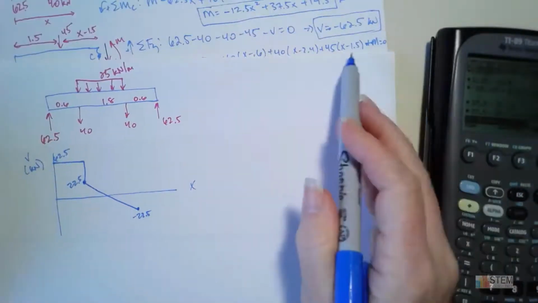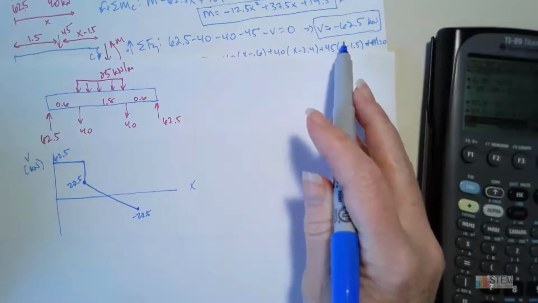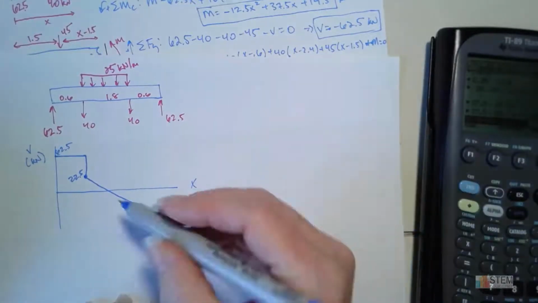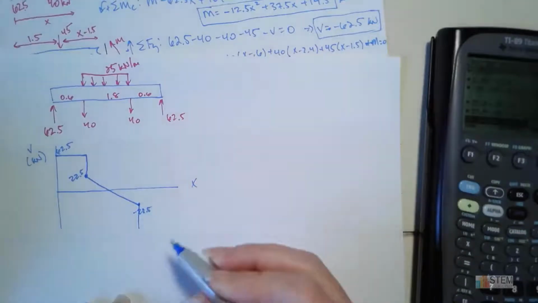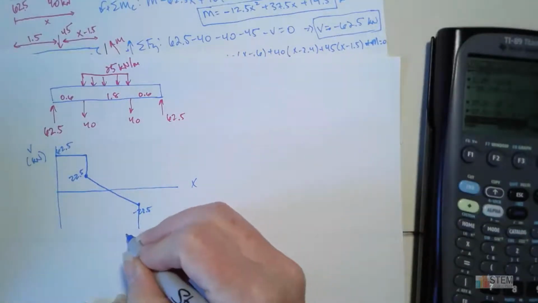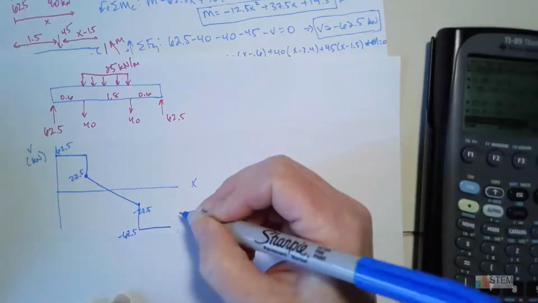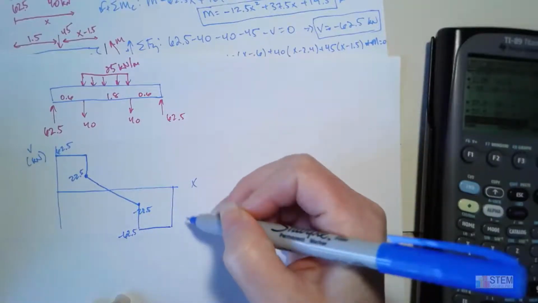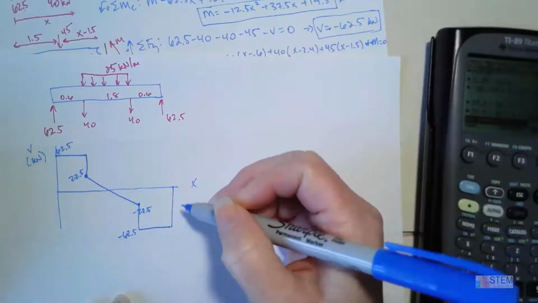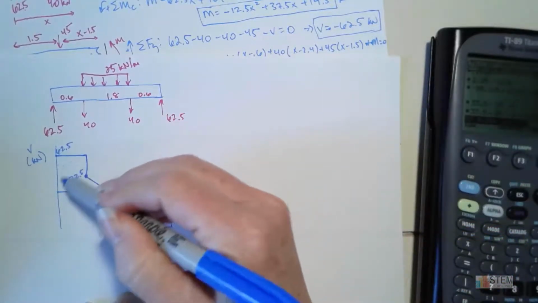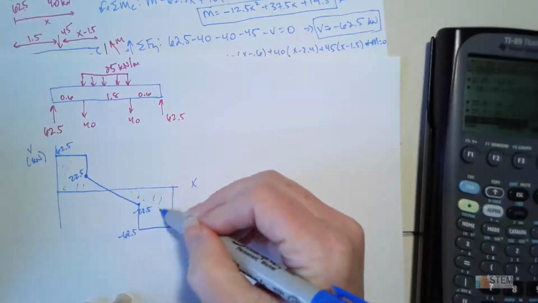Okay, now we go to the next equation. So notice it's at negative 62.5. So that means we're going to drop down, and I'm going to draw over my 22.5 here, but we're going to go down to negative 62.5, go across, and then you're going to bring it back up to that x-axis. All right, so this would be our shear diagram.